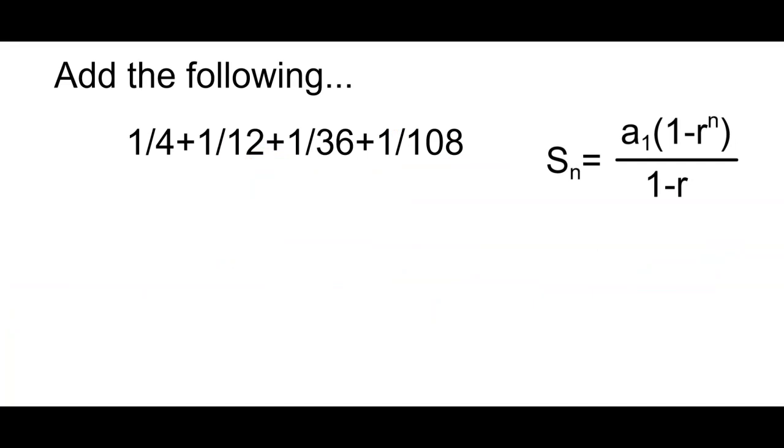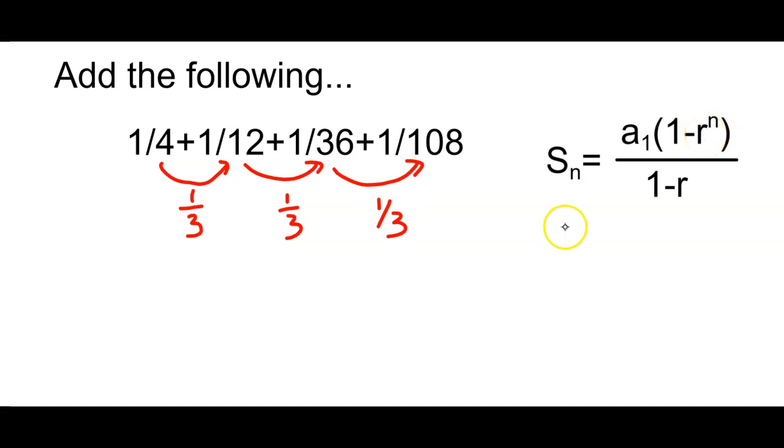It says add the following. So pause the video, see what you get when you add those numbers up. So in this case, you say, what do we multiply 1/4 by to get 1/12? It's going to be 1/3. Remember, multiplying, you multiply straight across the top and straight across the bottom. Then we get another 1/3, and then another 1/3.